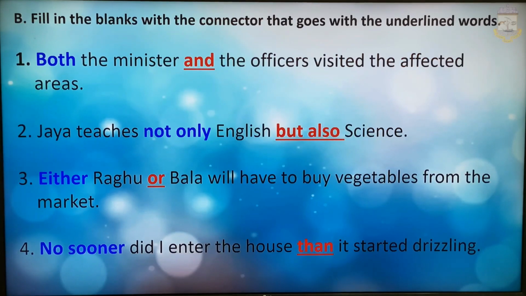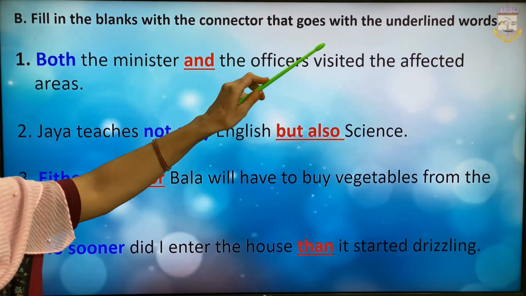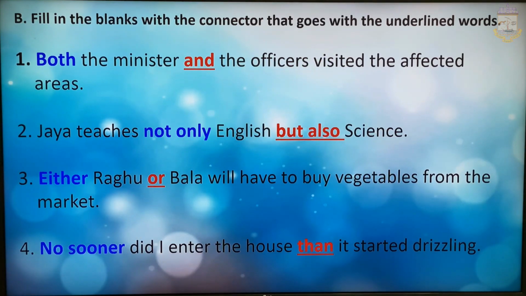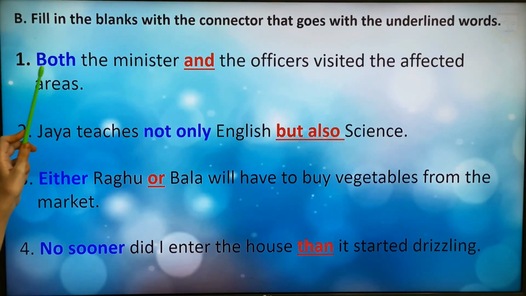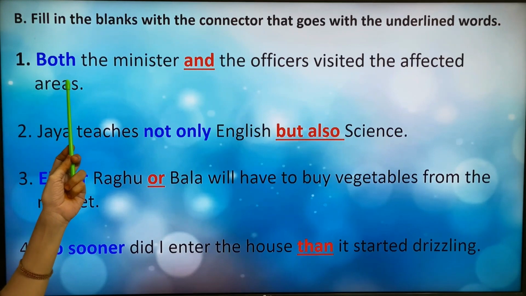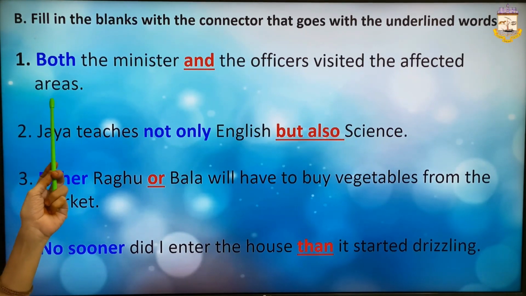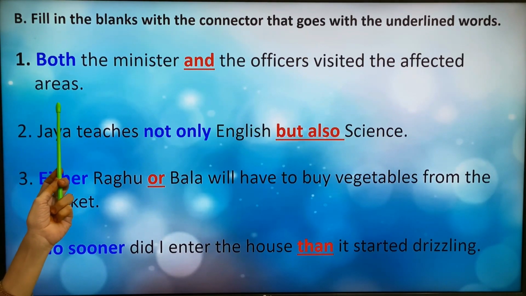We next move on to exercise B. Fill in the blanks with connector that goes with the underlined words. Both the minister and the officers visited the affected areas. What is this particular conjunction? Which category does it belong to? Coordinating? No.